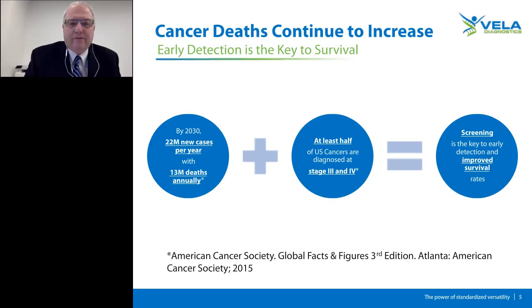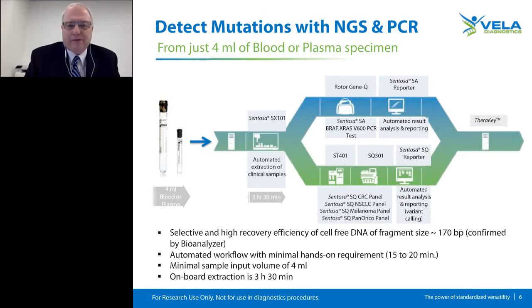So what have we done? We basically have come up with a system whereby we can detect mutations either using our next generation sequencing panels or our PCR assays from just 4 mL of blood or plasma specimen. Okay, so basically, the way the system works is that 4 mL of blood or plasma are taken out of either a Streck tube or a K2 or K3 EDTA tube.